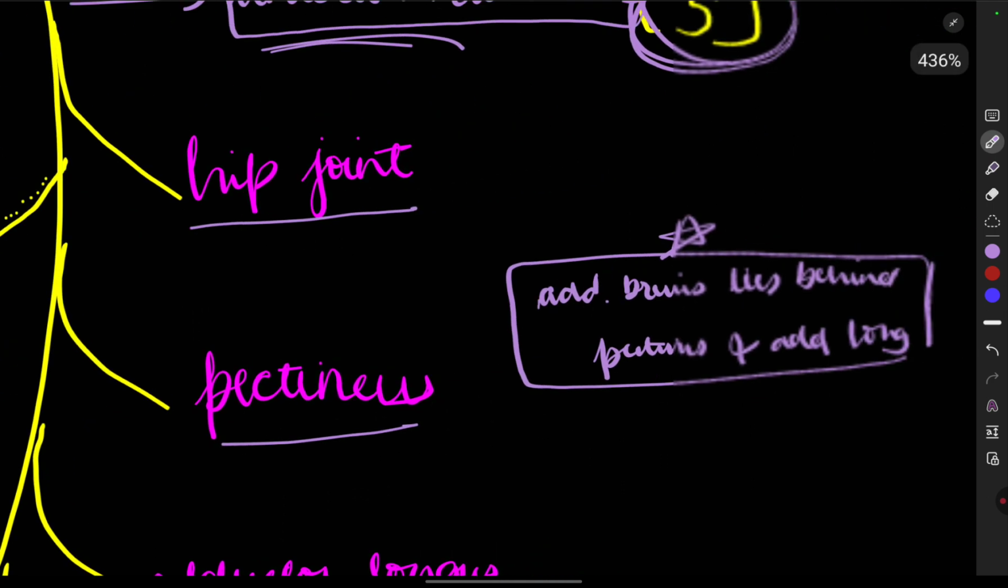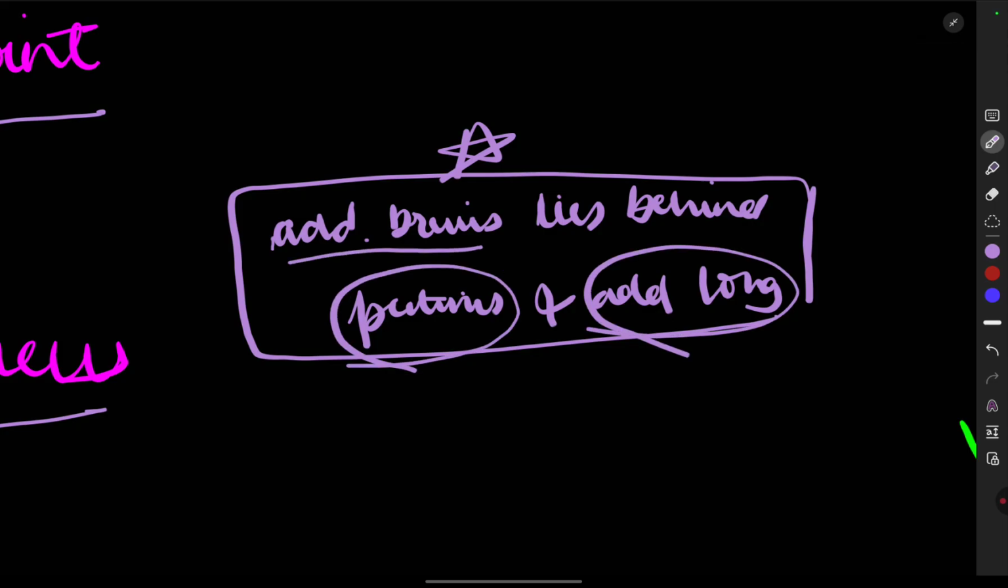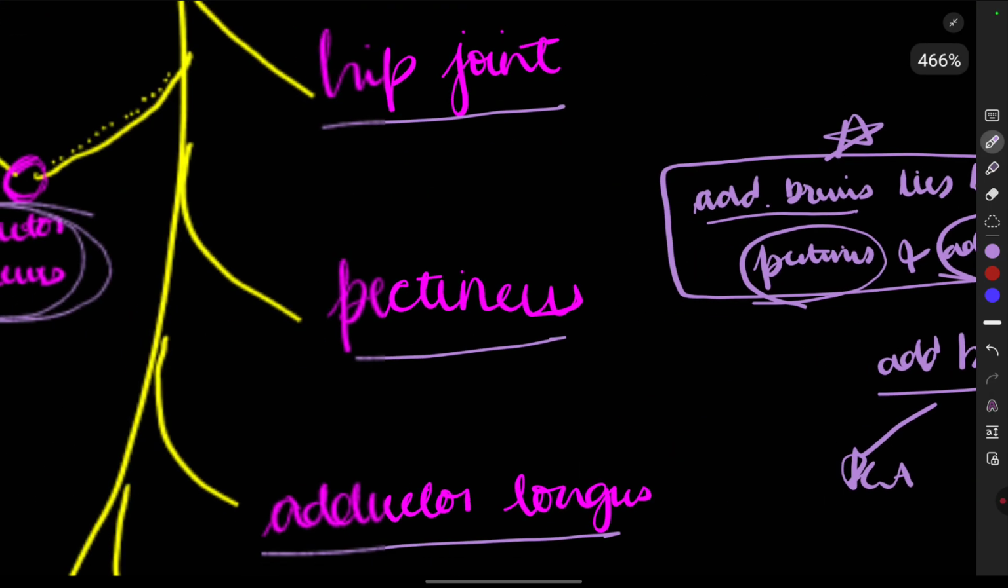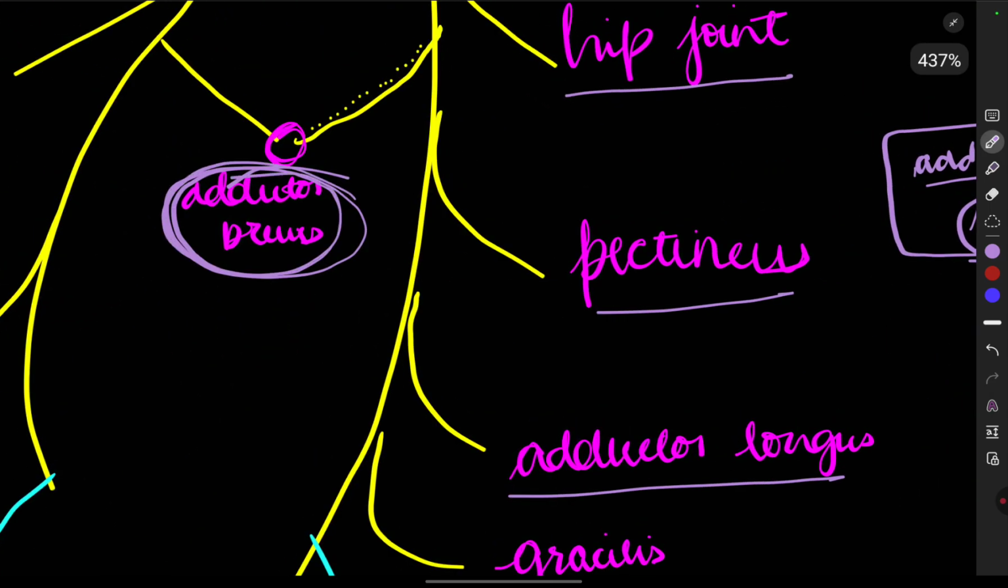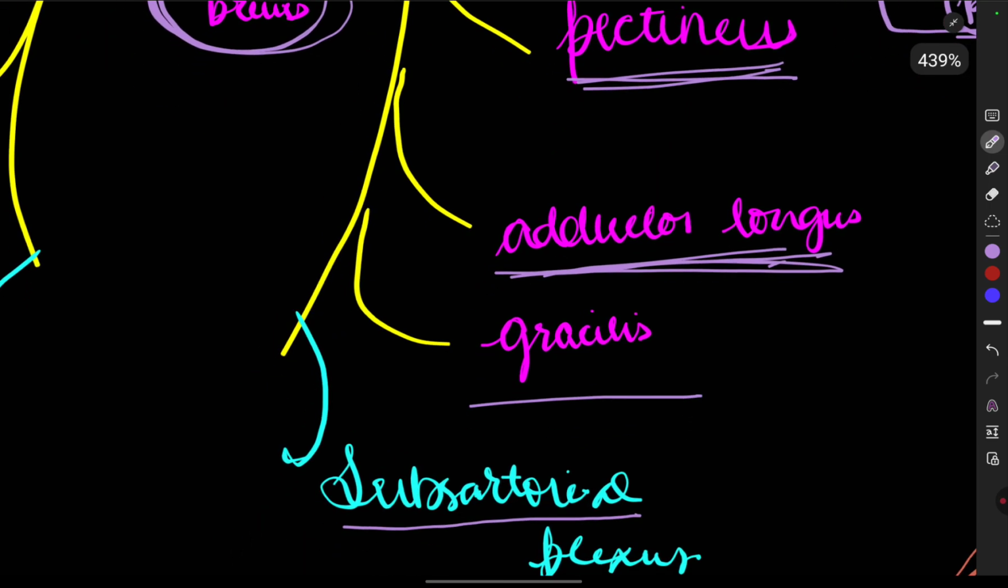I had already told that in the previous video. See, the adductor brevis lies behind the pectineus muscle and the adductor longus muscle. The adductor brevis muscle is small. See here, behind the pectineus and the adductor longus muscle. So it is at this place. So the anterior division supplies the hip joint, the pectineus muscle, the adductor longus muscle and the gracilis muscle.